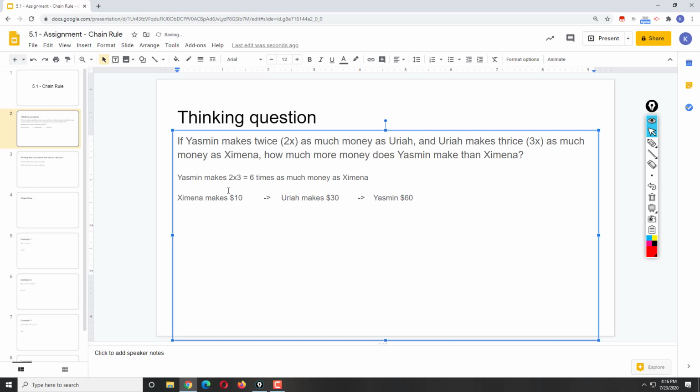Now we're going to put this in calculus notation. First of all, let's define some variables. Let y, I'm going to use lowercase y, be the amount of money that Yasmin makes. U, lowercase u, will be the amount of money that Uriah makes, and not surprisingly x, because Jimena is Ximena. x is the amount of money that Jimena makes.